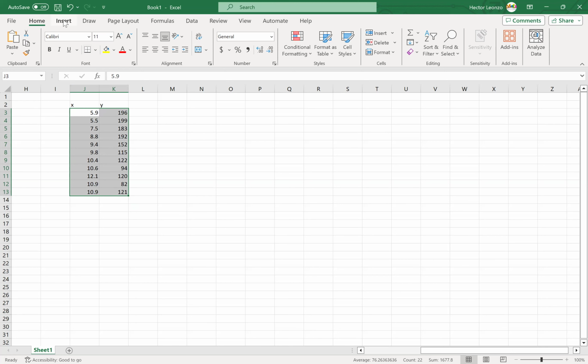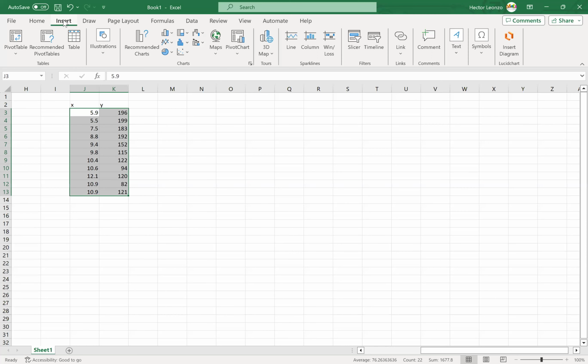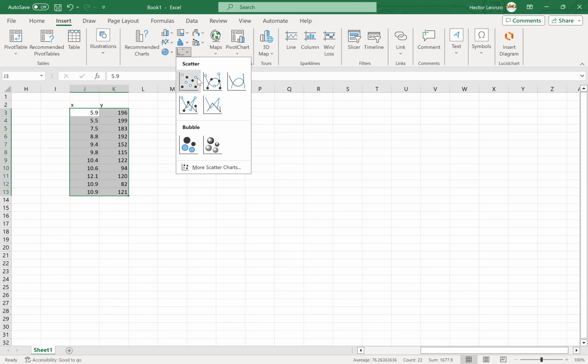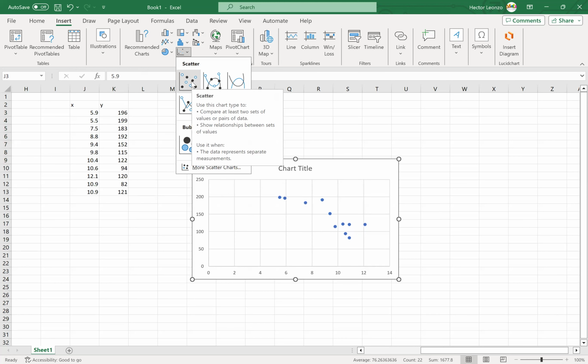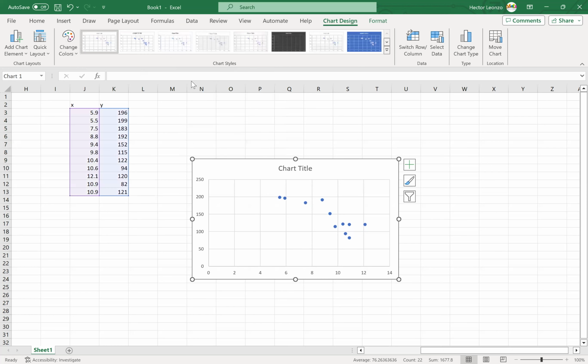Okay, now here I'm gonna go insert and it gives me a choice here. It looks like dots here. I'm gonna click on that. And then I do want it as just the dots there. Boom. I have my data. It graphed all my data. If you notice there's one point right here, which is 5.5, 199. That is my second point. It plotted all my data.